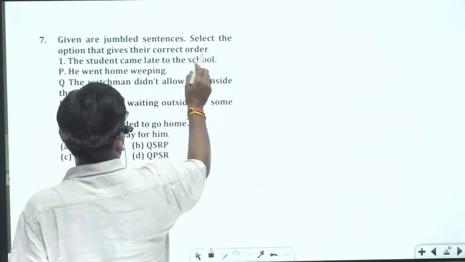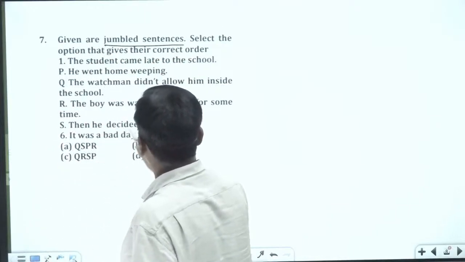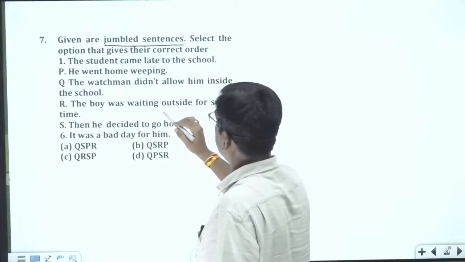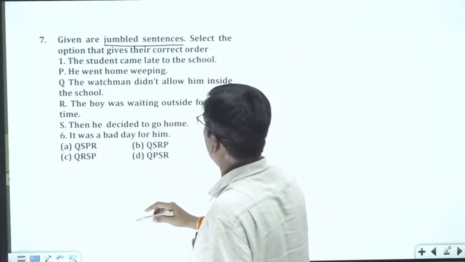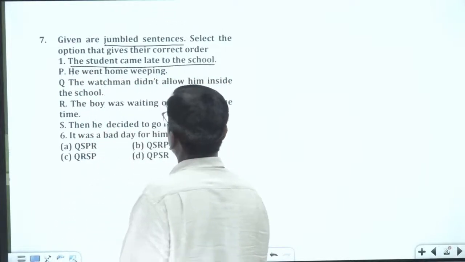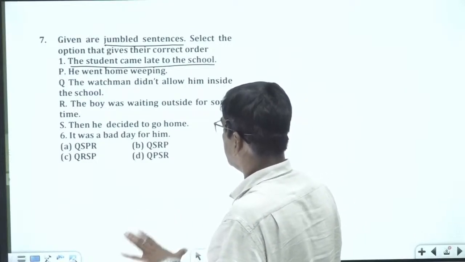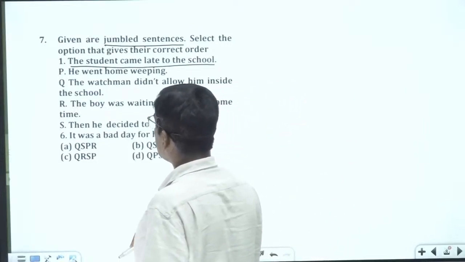Given are jumbled sentences. This is our very important question. Select the option that gives their correct order. The student came late to the school. It means this is your starting point. The student came late to the school. So it is very easy to understand.